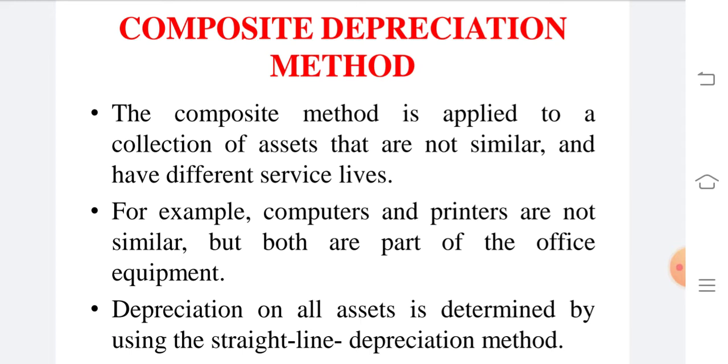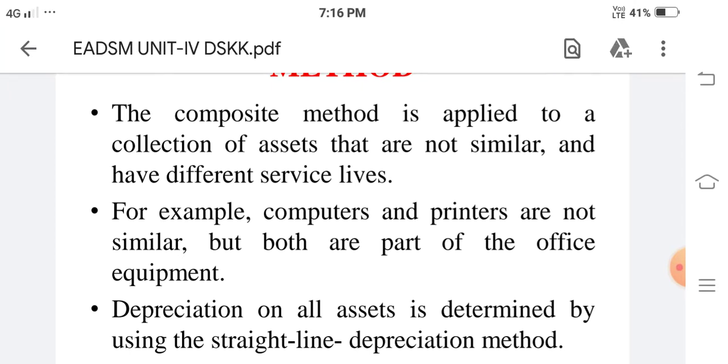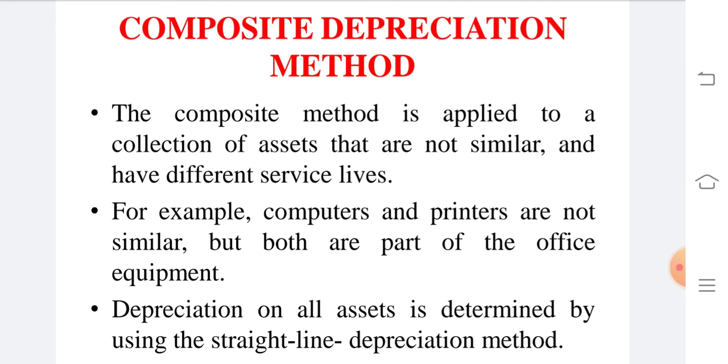But if you take an example, in a house or in an office you will be having a computer, printer, table, chair, etc. All these things are part of the office, but each and every thing has its own individual lifetime period, its own individual cost, and its own scrap value. But here this method says composite depreciation method.